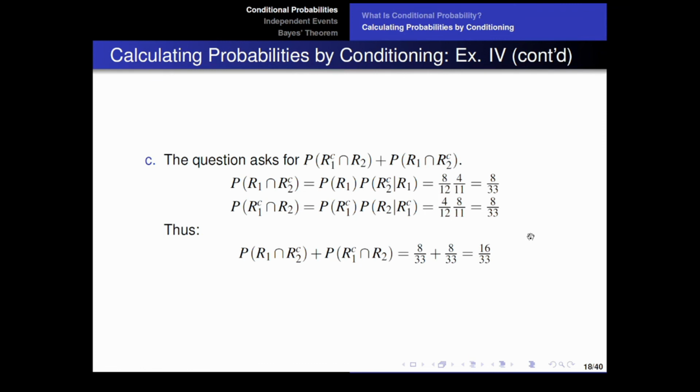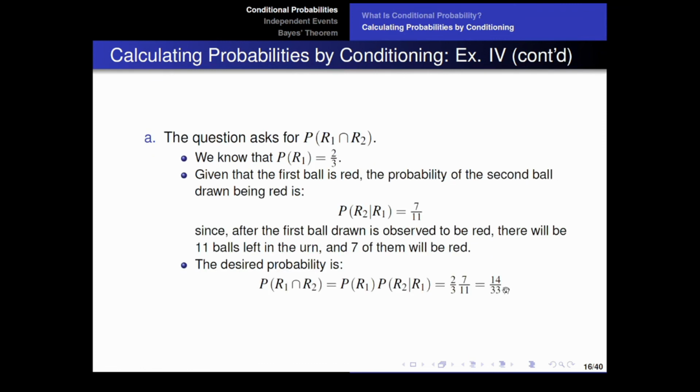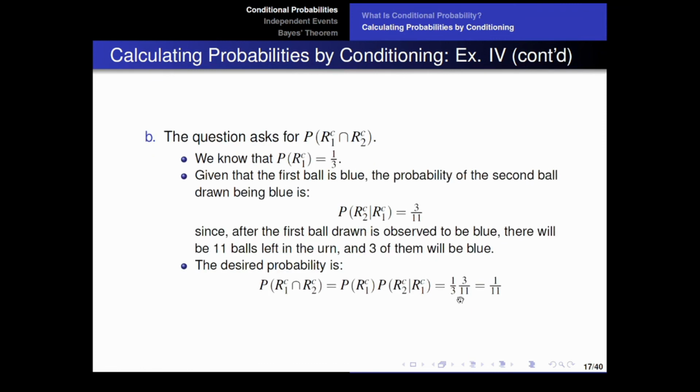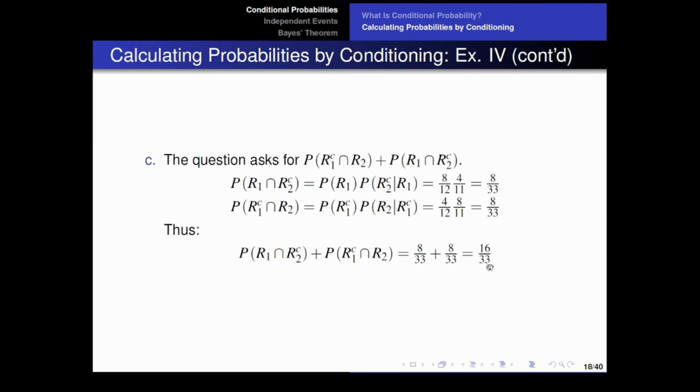In fact, these 3 probabilities, if you check, 14 over 33, 3 over 33, and 16 over 33, they sum up to 1. So these 3 events are all possible events that can happen. And all these 3 events, the first event, which is both balls to be red, and the second event, both balls to be blue, and the third event, both balls to have different colors, they are disjoint events. These 3 events are mutually exclusive from each other. However, their union covers the whole sample space.